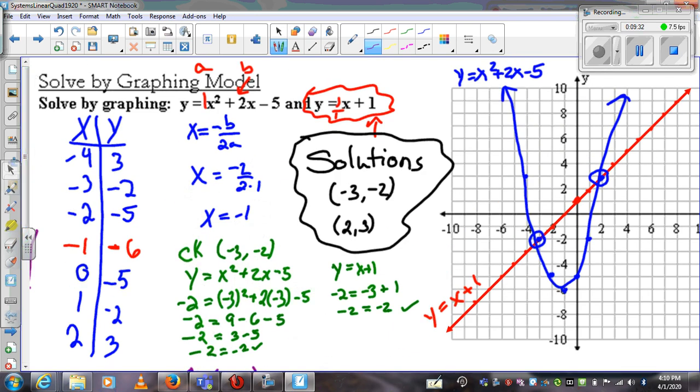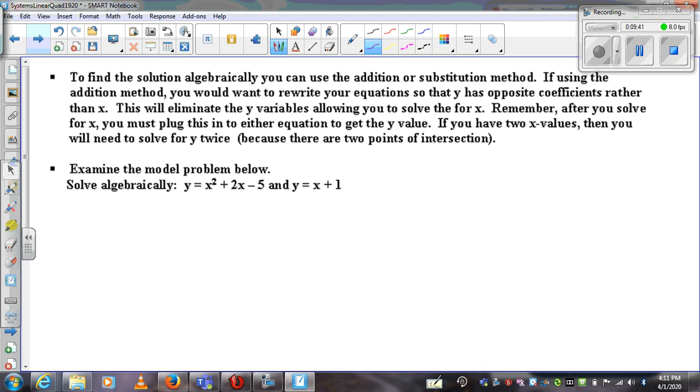You just graph each of them and see where they cross. Don't forget to label and don't forget to mark your solutions. That's very important. All right, let's talk about algebra. So there were 2 algebraic methods that I taught you, 2 of them. One was using the addition method or subtraction, whichever you want to call it, addition or subtraction, and the other one was substitution.